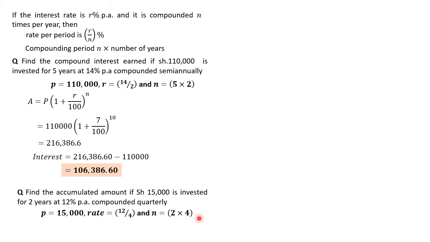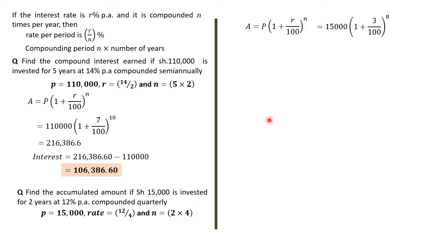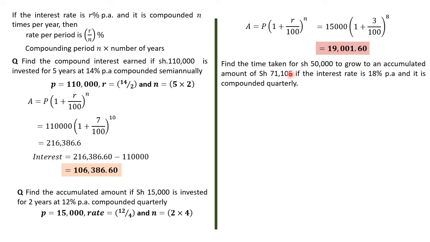That means 8 compounding periods, and therefore, putting the values in the formula, we get what you have here, and then you simplify that, and get 19,001.6 shillings. Now, moving on to the last question: find the time taken for 50,000 to grow to an accumulated amount of 71,105 at a rate of interest of 18% per annum, compounded quarterly.